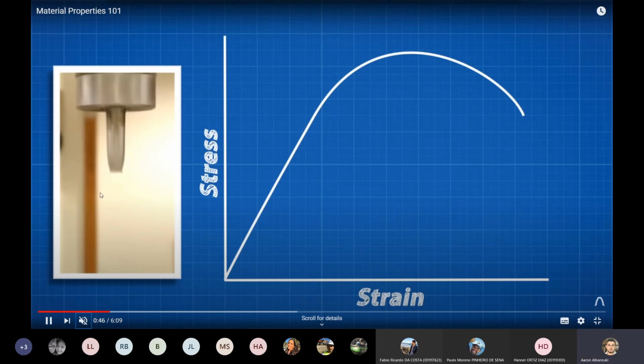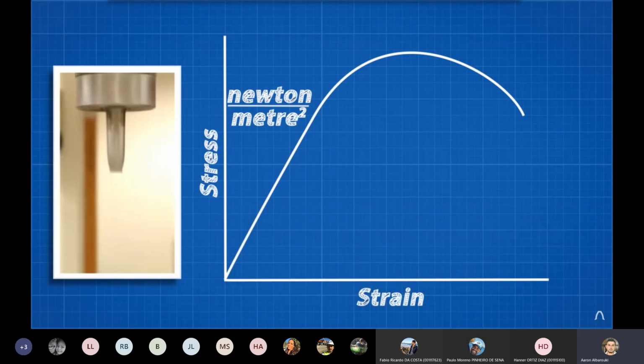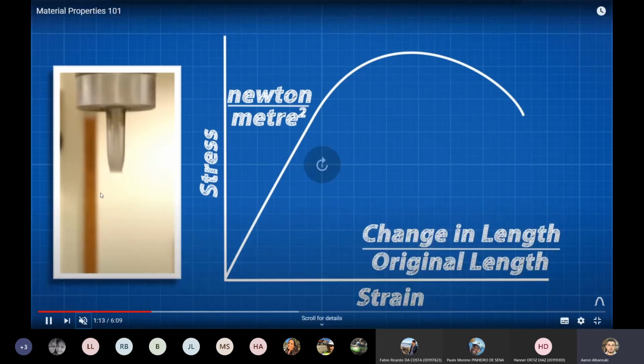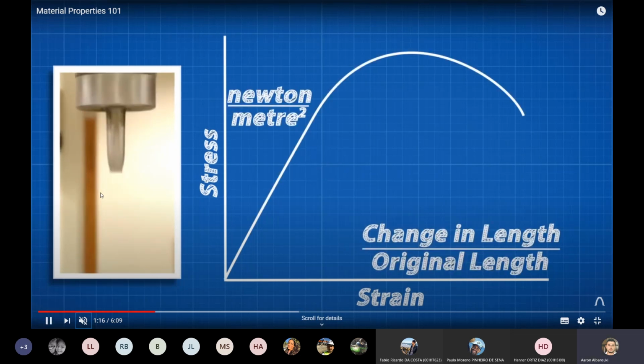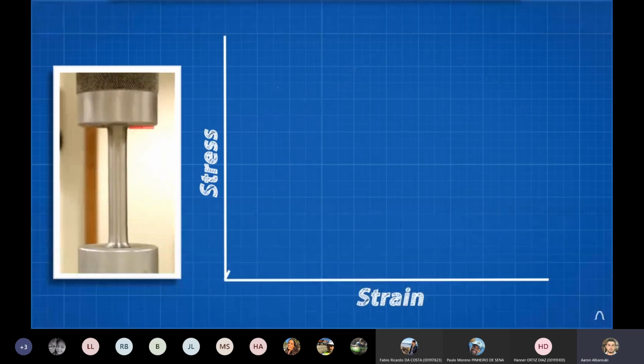So these are the values that we need to understand. If you take it now in slow motion, the stress is force divided by area, Newton per meter square, or Newton per millimeter square will give us MPa, and strain is the change of length divided by the actual or original length. So look at it. Let's just go back here. If you look at it in slow motion, you see that's the elastic part.